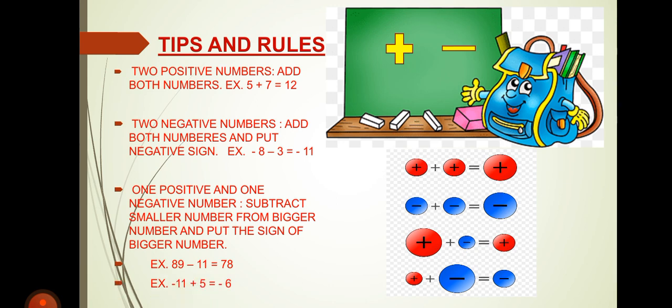Another example, negative 11 plus 5. 5 being the smaller number, we will subtract 5 from the bigger number 11. So 11 minus 5 is 6. But 11, which is the bigger number, has a negative sign. So our final answer will be negative 6.